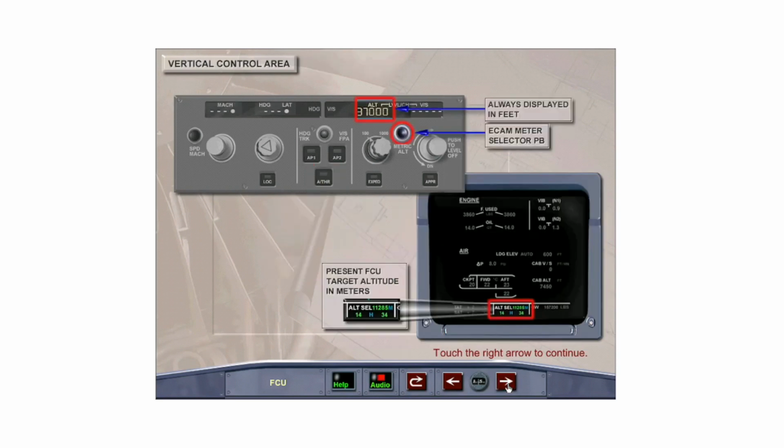Pressing the ECAM meter selector push button displays the present FCU target altitude on the lower ECAM display in meters. The altitude value, displayed in the FCU altitude window, is always displayed in feet, regardless of the push button selection.